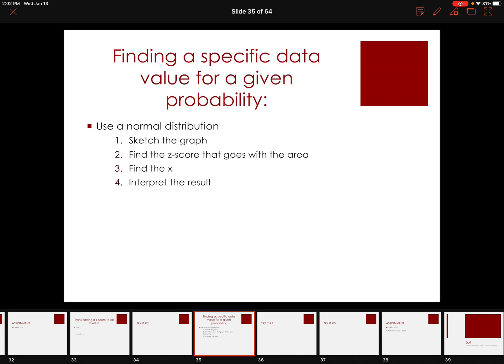Finding a specific data value for a given probability. So we're going to use the normal distribution. We're going to sketch the graph. We're going to find the z-score that goes with the given area. Then we can solve for the x and interpret our results.